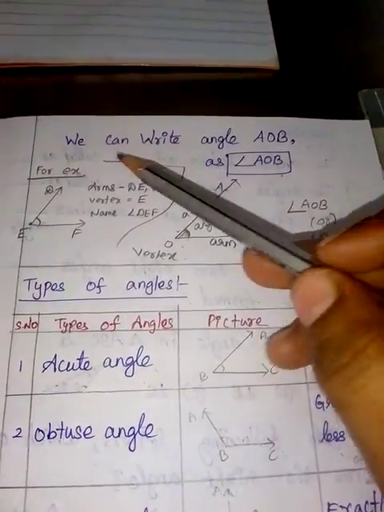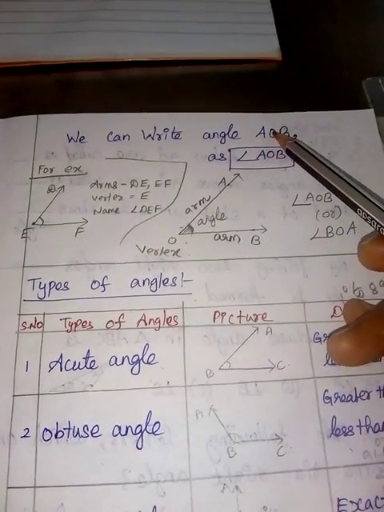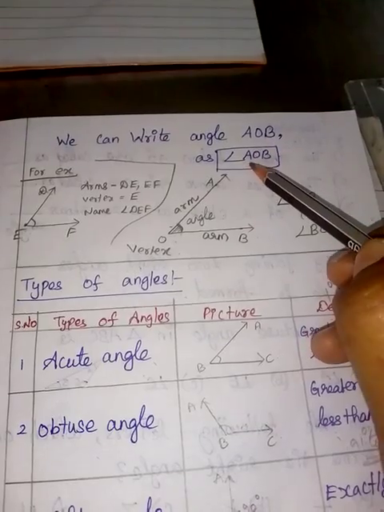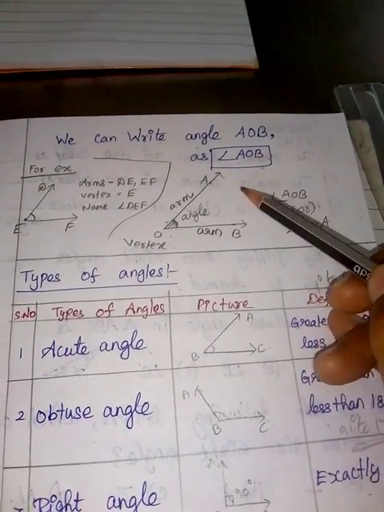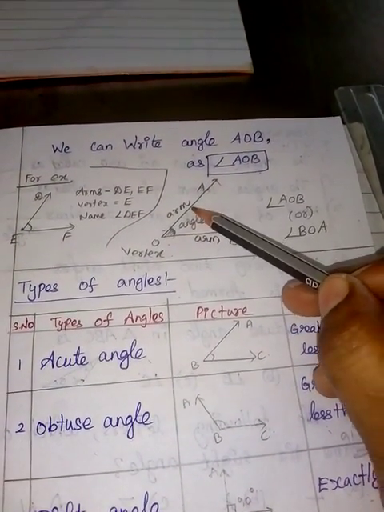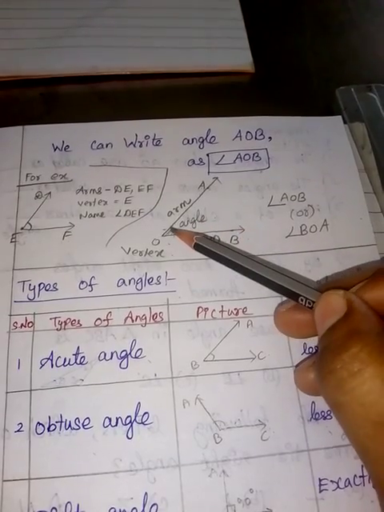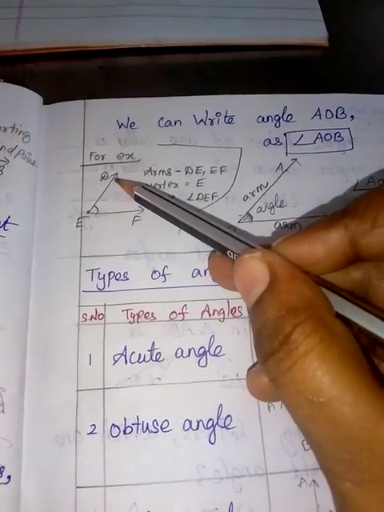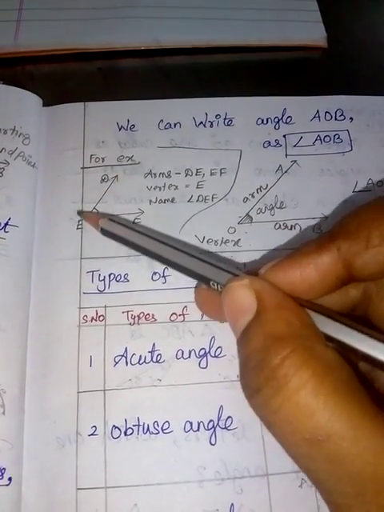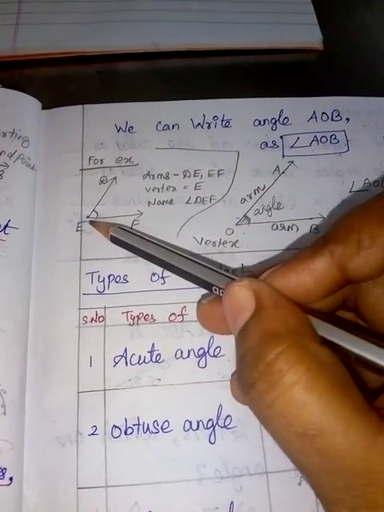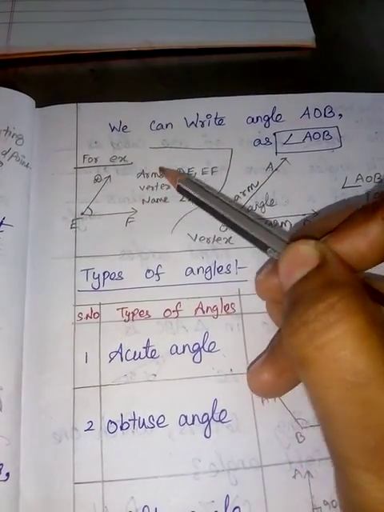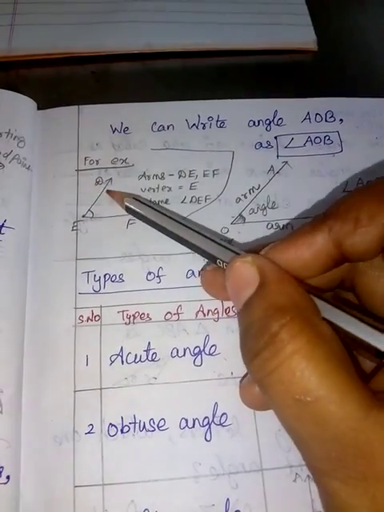Okay, and then we give another example. We can write angle AOB as angle AOB. Okay, the center is the vertex. OA is an arm and OB is an arm, and this is the angle. O is a vertex. We see another example. The name of the angle is DEF. E is a vertex, ED or DE and EF are the arms. Okay, name of the angle: DEF.